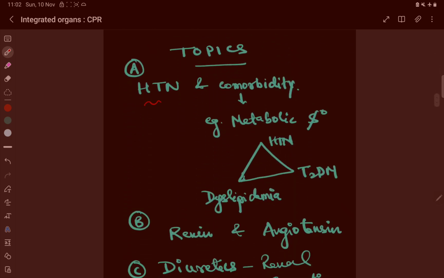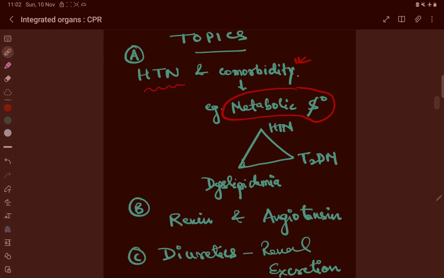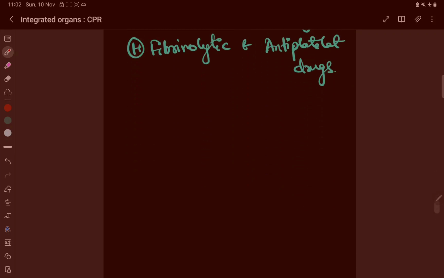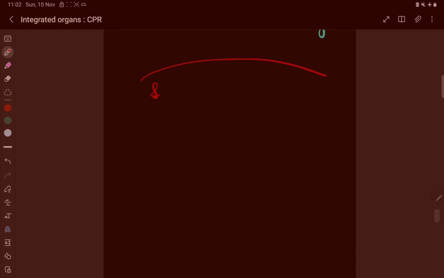The first topic which we are going to discuss is hypertension and its comorbidity. So let's start with hypertension and comorbidity, which has, for example, metabolic syndrome. So what do you mean by metabolic syndrome? Okay, we'll go one by one. Metabolic syndrome basically is a triad of hypertension, type 2 diabetes, and dyslipidemia. Okay, so metabolic syndrome is basically what? Metabolic syndrome is syndrome X. Syndrome X. It is caused by insulin resistance.